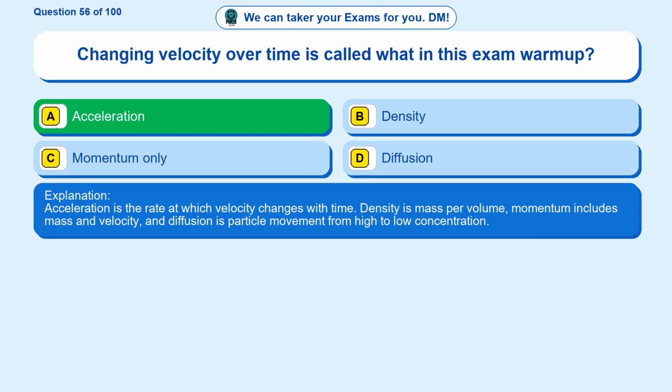Acceleration is the rate at which velocity changes with time. Density is mass per volume, momentum includes mass and velocity, and diffusion is particle movement from high to low concentration.